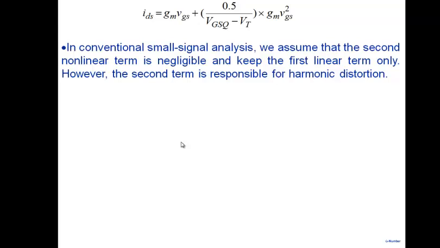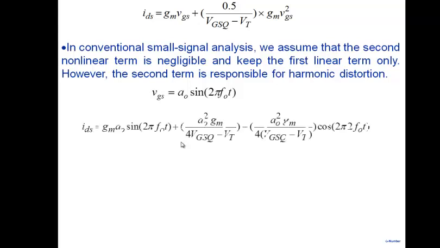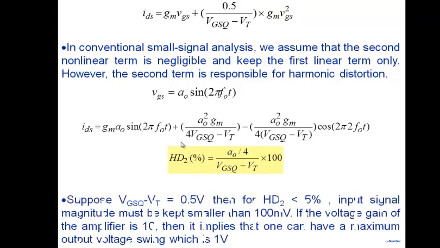Alright. So now how do I calculate distortion? VGS, I'm going to write it as a sinusoid. VGS is equal to A0 sine omega t, and plug it into this expression here, and we get simplified. We get a first fundamental here, and we get a second harmonic here. The ratio of the second harmonic versus the fundamental will give me the harmonic distortion. So in terms of percentage, HD2% equals A0 by 4 times VGSQ minus VT, into 100. Okay, so that's the harmonic distortion.